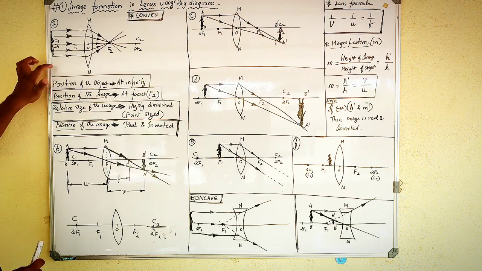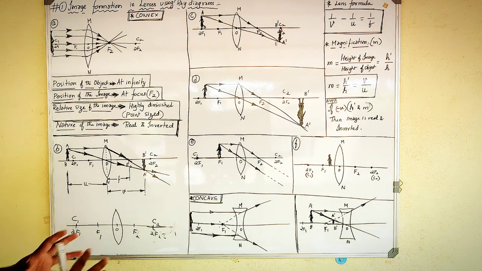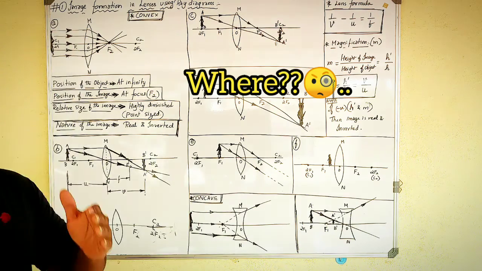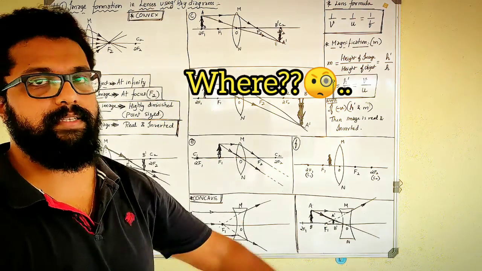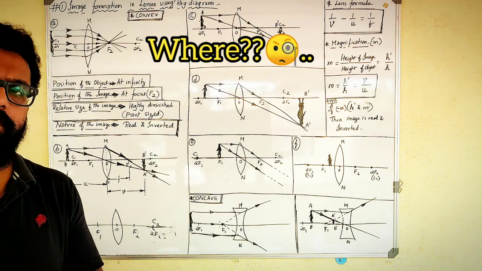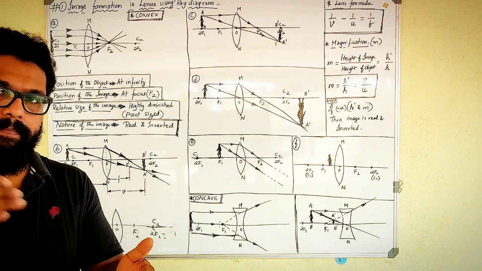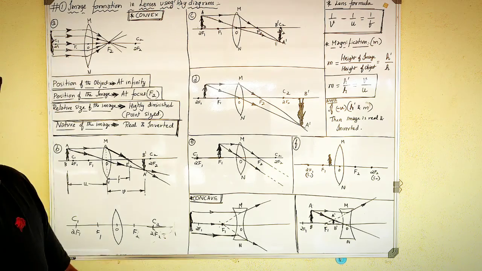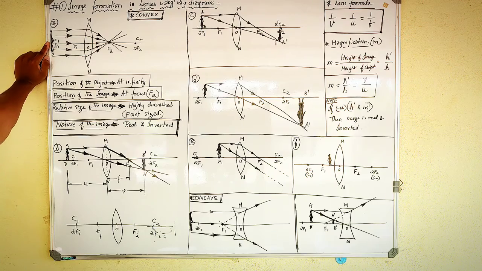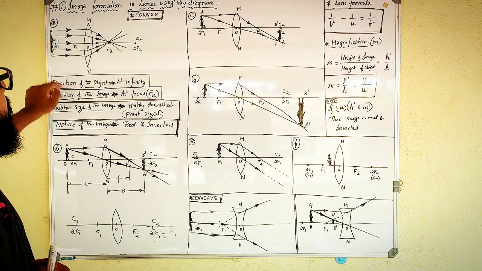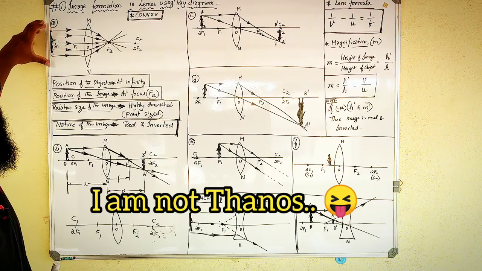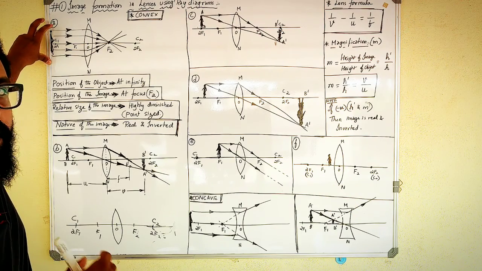And for the first one, let us assume that a big convex lens is in front of me. A big, huge convex lens, of my size, is right in front of me, and I'm moving very far away from the lens. That is, I'm going to the position of infinity. That person is the position of the object.